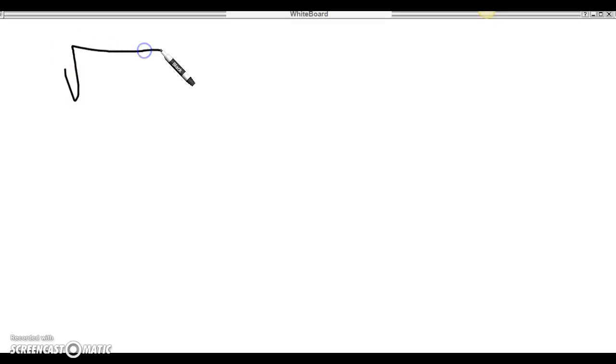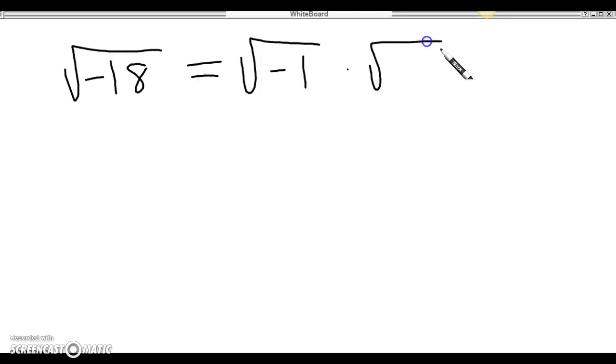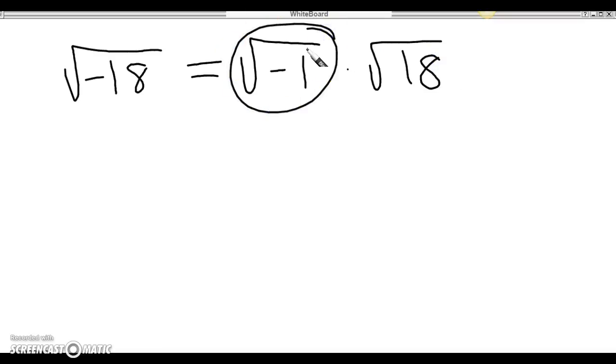The square root of negative 18. I'm sure you probably already know that you can't take the square root of a negative number. You get an imaginary number. So let's pull out that negative. So let's say the square root of negative 1 times the square root of 18. Well, the square root of negative 1, we know, is imaginary, so we'll say that's i. So now I can take the square root of 18 like I normally would.